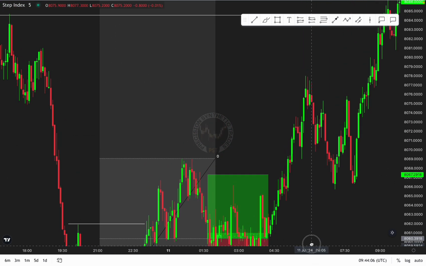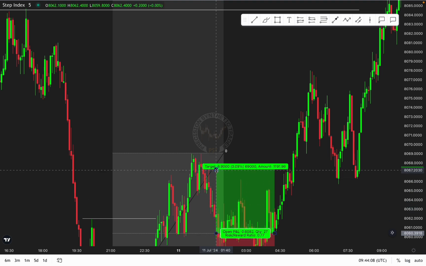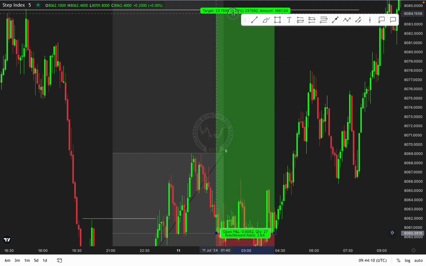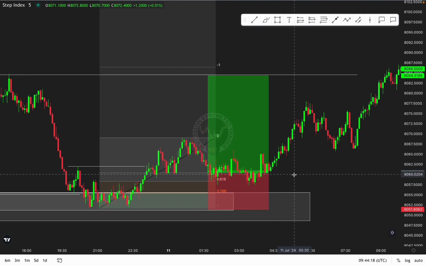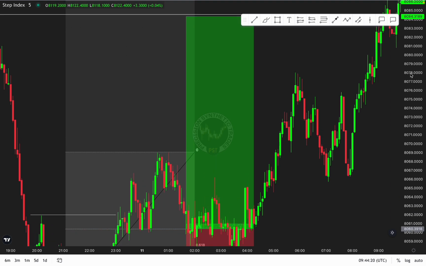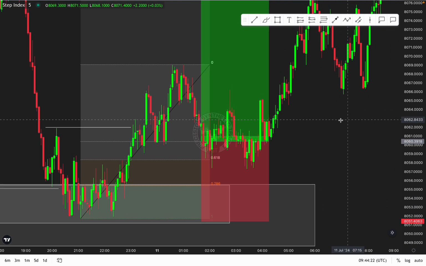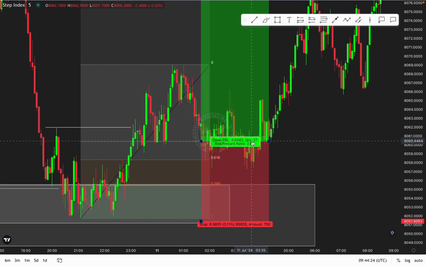And remember, where's our target going to be? It's going to be this higher time frame liquidity that's resting. There you got a nice 2.6 risk to reward trade. As you can see, price is fractal. Everything that happens on the higher time frame happens on the lower time frame as well.